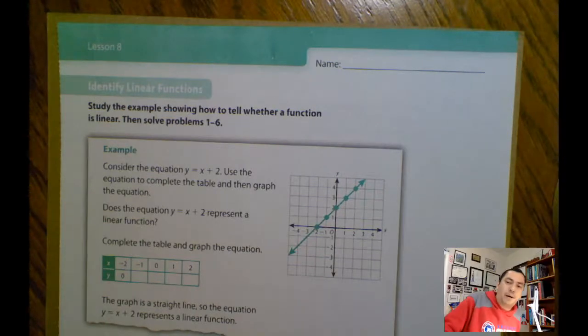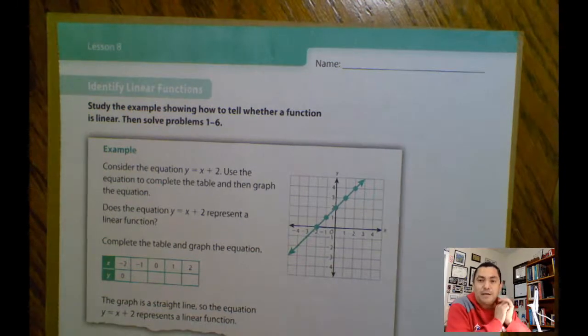Hello, everyone. We're going to continue in lesson 8, in this case, the second part of the homework. We're going to do pages 95 and 96 of the lesson and problem solving book. So in this case, we're going to do identification of a linear function.